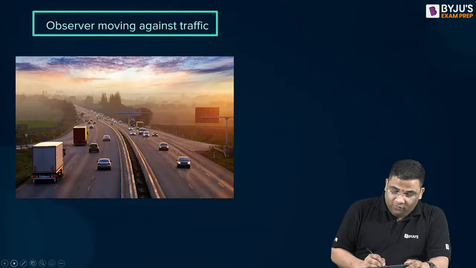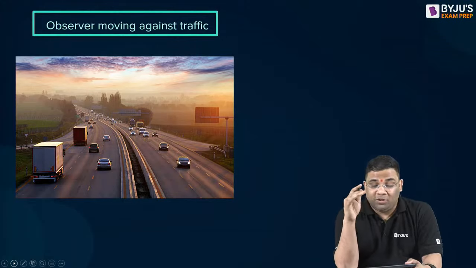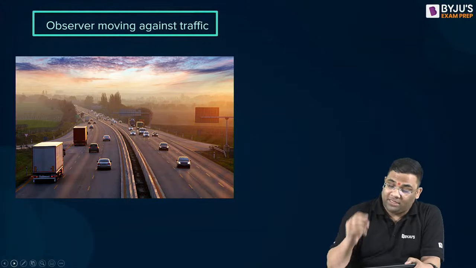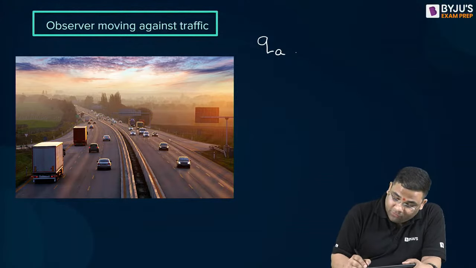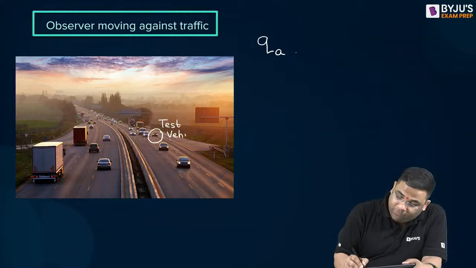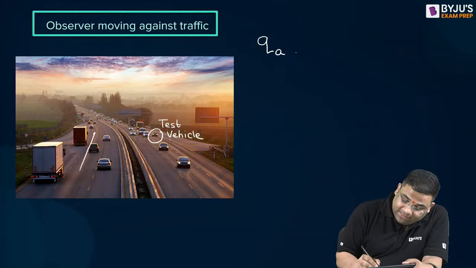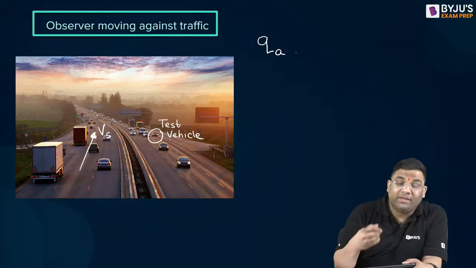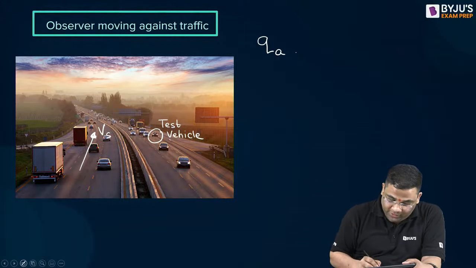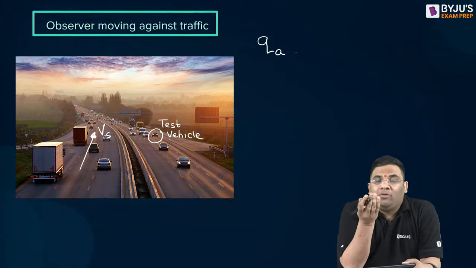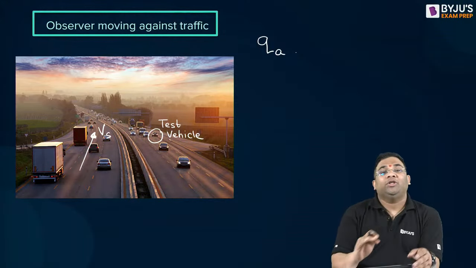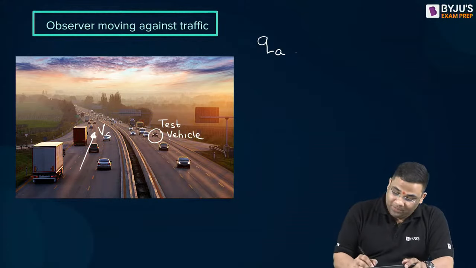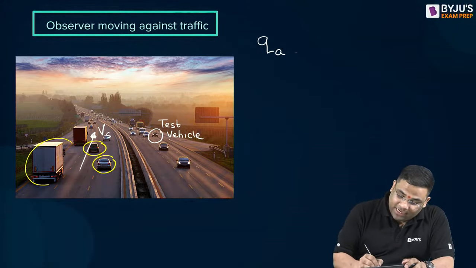Now there's another formula for finding the flow when the observer is moving against the traffic, that means Qa. Suppose you are the test vehicle here, moving against the traffic flow, because I have selected this as Vs. So for a particular length, you will see the number of vehicles crossing you from the opposite direction. All these vehicles you will start counting.